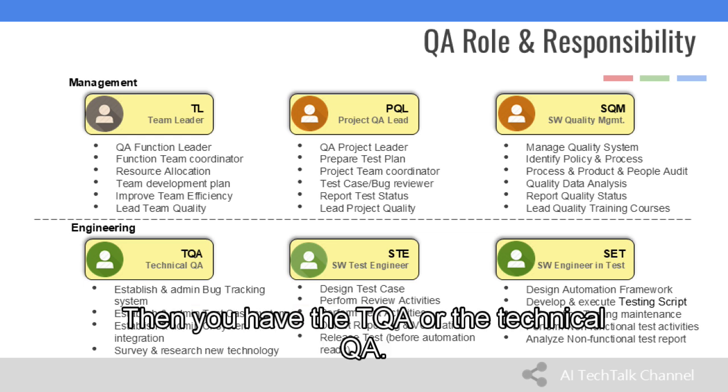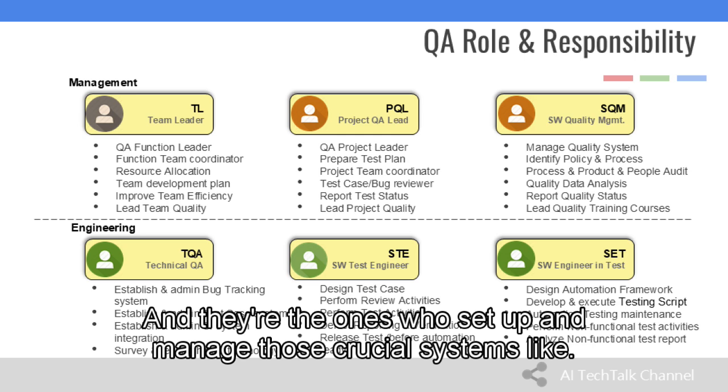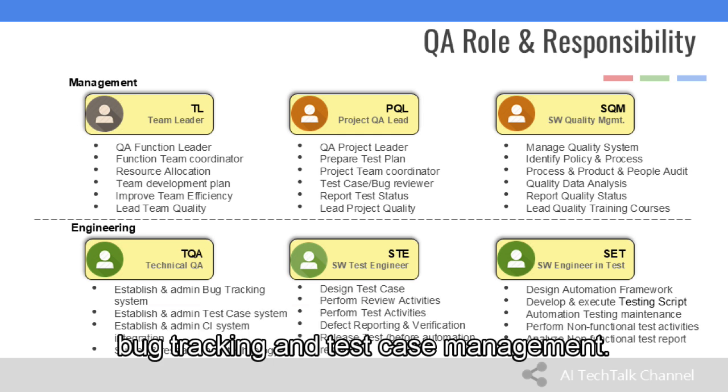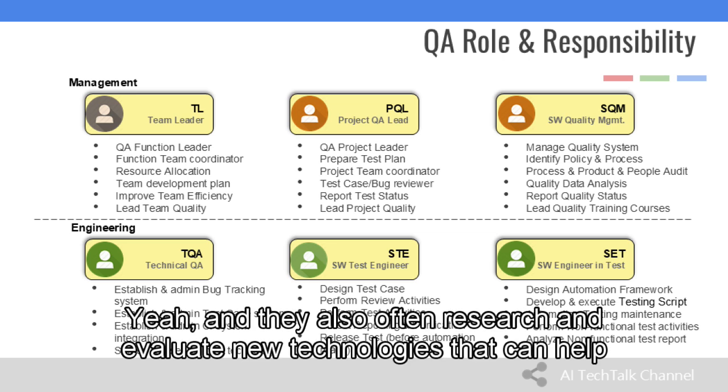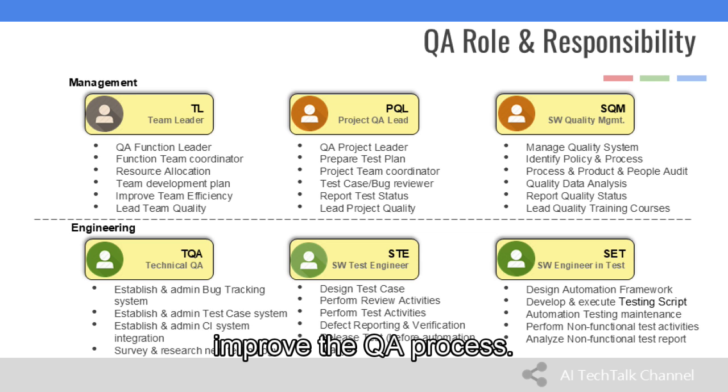Makes sense. Then you have the TQA, or the technical QA. Technical QA, and they're the ones who set up and manage those crucial systems like bug tracking and test case management. Oh, so they're the tech experts. Yeah. And they also often research and evaluate new technologies that can help improve the QA process. Keeping things up to date. Absolutely.